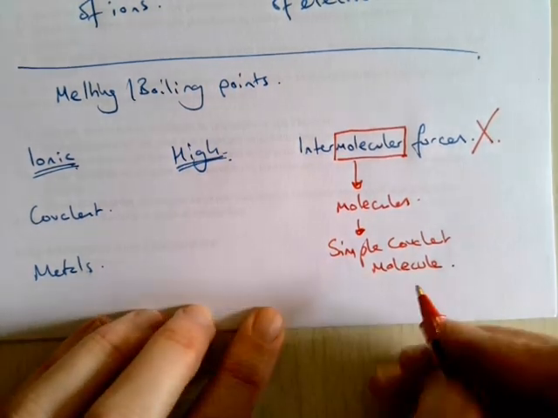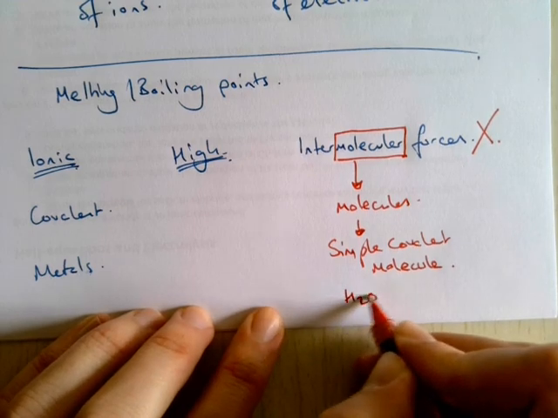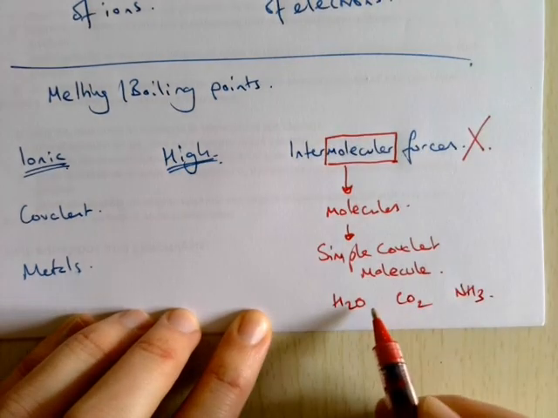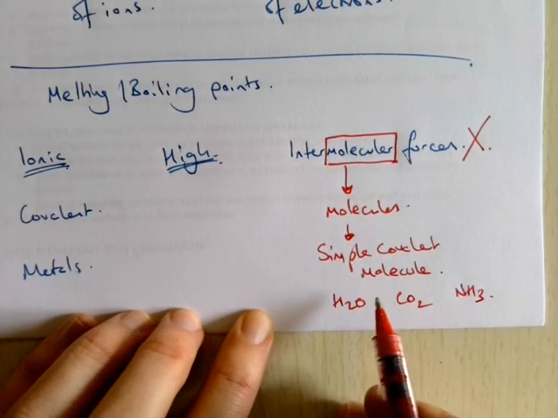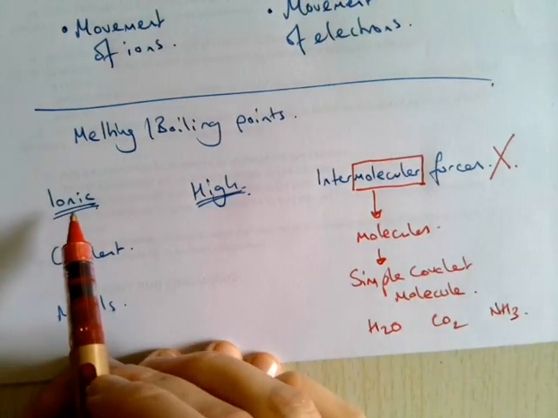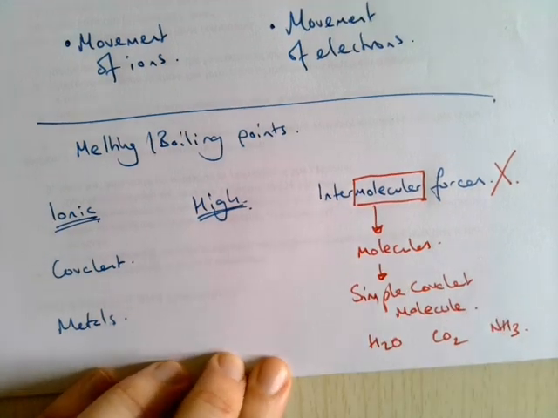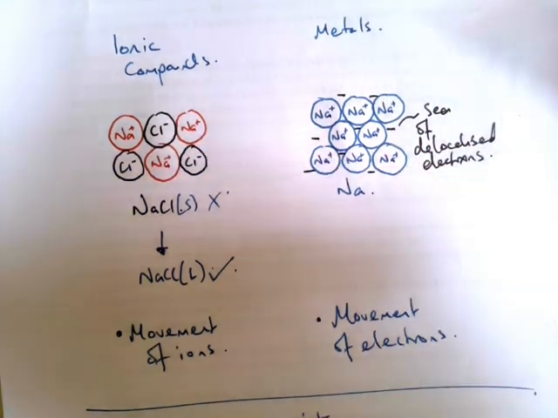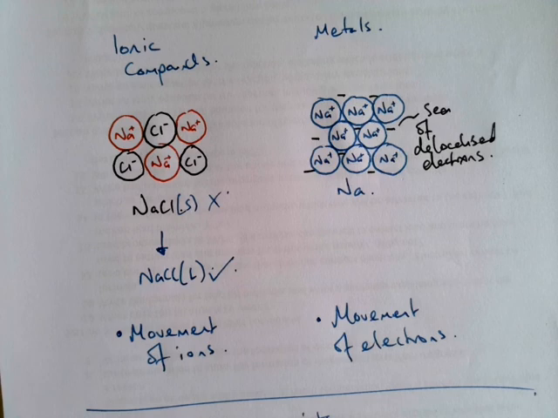All right, and simple covalent molecules are things like H2O, CO2, NH3. All right, and these have got weak intermolecular forces. But in terms of ionic compounds, you cannot talk about intermolecular forces because there are no ionic molecules. An ionic compound is this big, giant ionic lattice, so don't make that mistake. All right, apart from that, you're all doing great work, so keep it up.